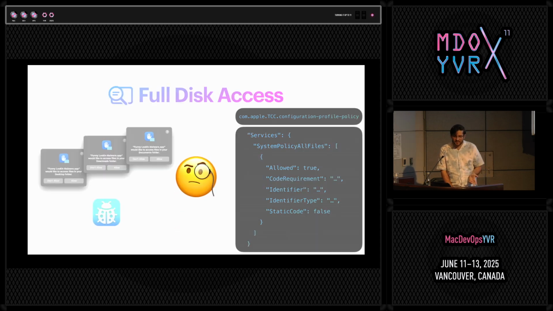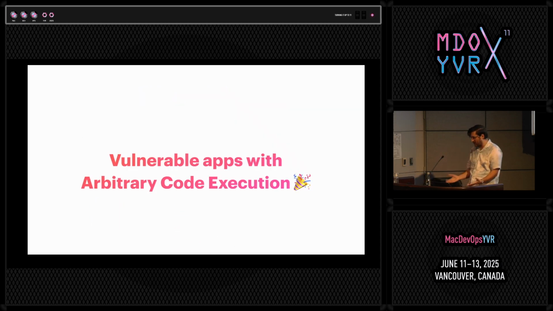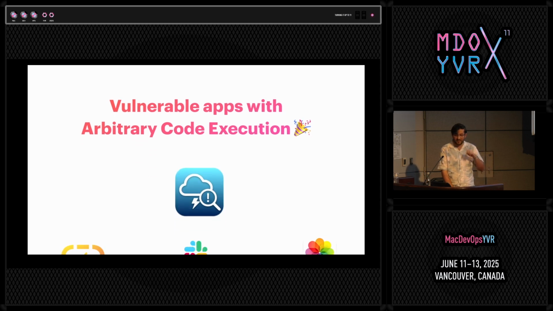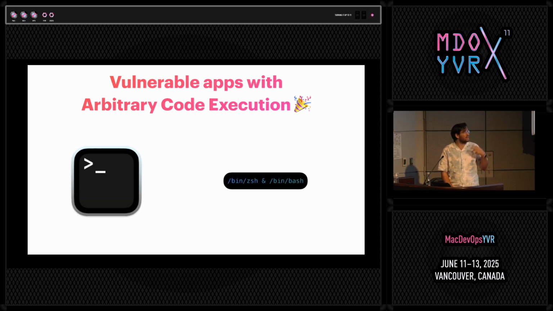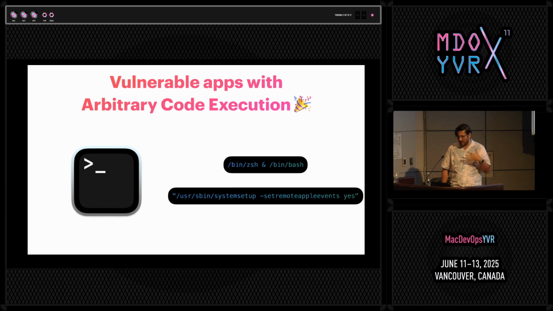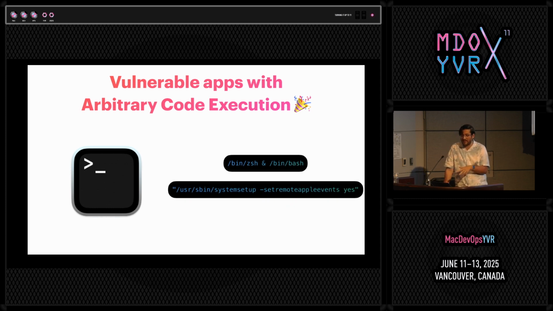So what's the issue with this? Well, apps with arbitrary code execution, and looping in last year's talk with Lexicus, we can see a similar issue where if, for example, you give Discord full disk access and then you run arbitrary code through Discord, well, now Discord doesn't just have access to your documents or your downloads, it also has access to your calendar, your photos, your contacts, and so on. The other one I've seen people push full disk access to is ZSH and Bash. Commonly with different types of tooling, but sometimes it'll be with system setup, where set remote Apple events needs to have full disk access to run.